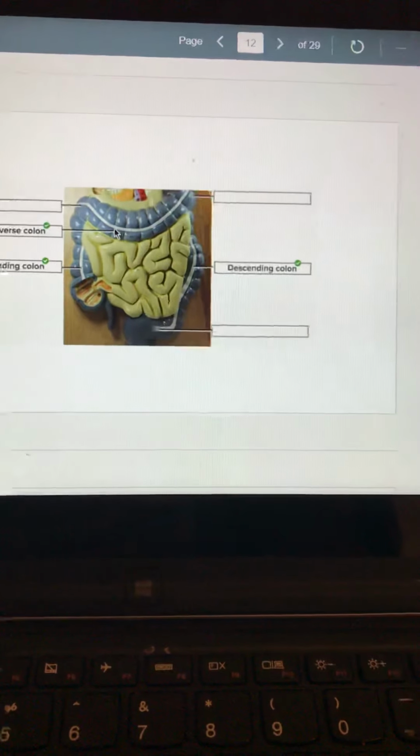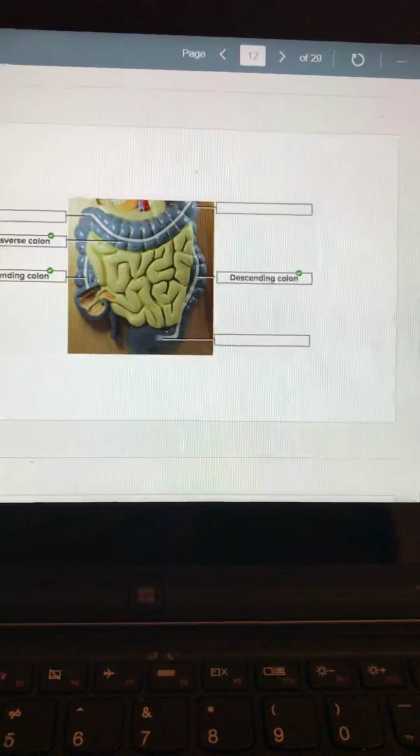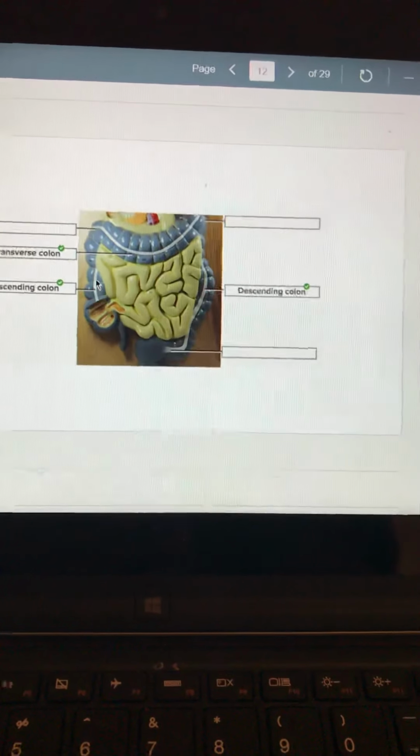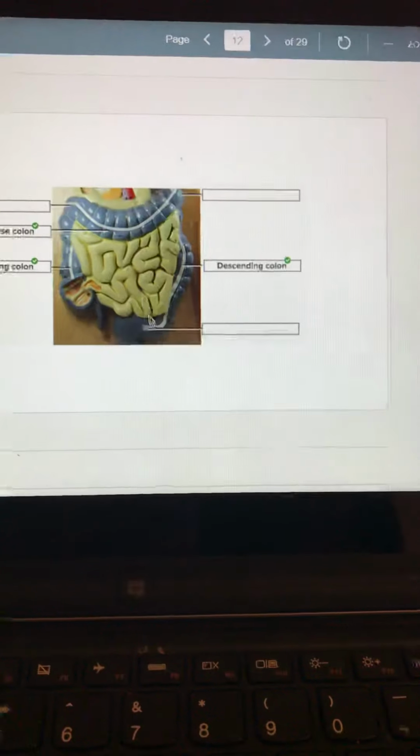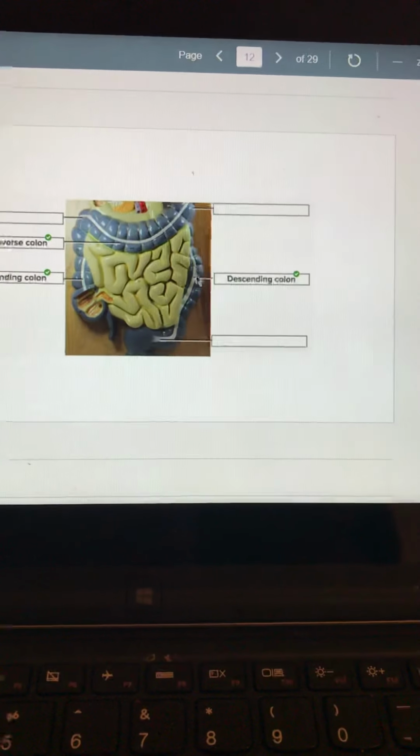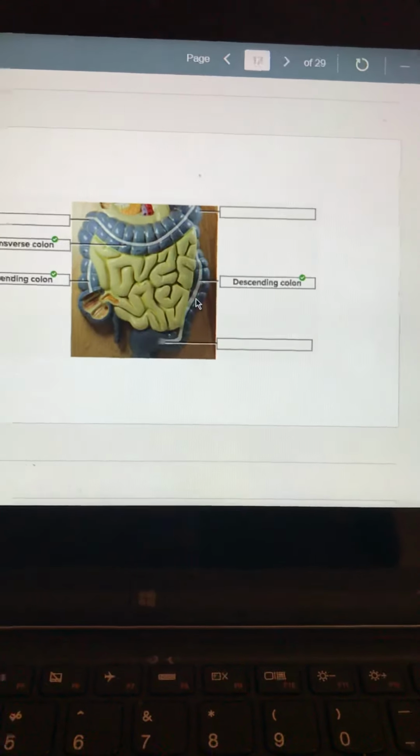This is the transverse colon. This little white line is the ascending colon, and here on this side is the descending colon.